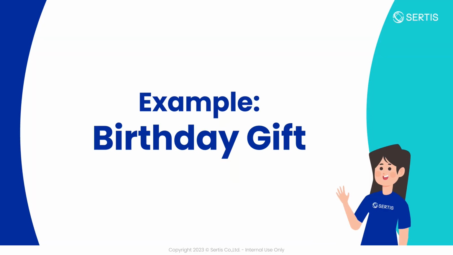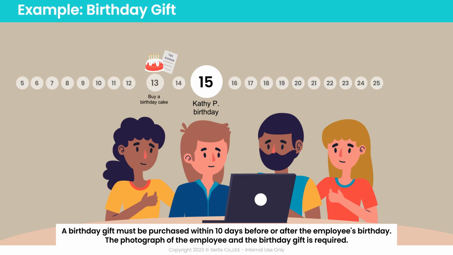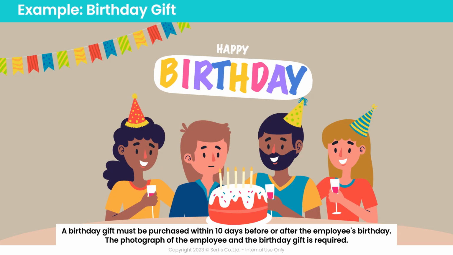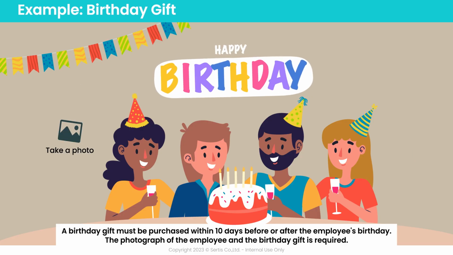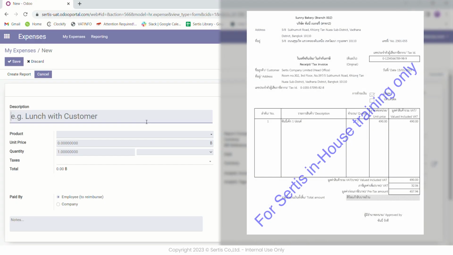Here is how to make a birthday gift reimbursement in the system. A birthday gift must be purchased within 10 days before or after the employee's birthday. A photograph of the employee and the birthday gift is required. Let's create expenses in the system. Here is the tax invoice detail.